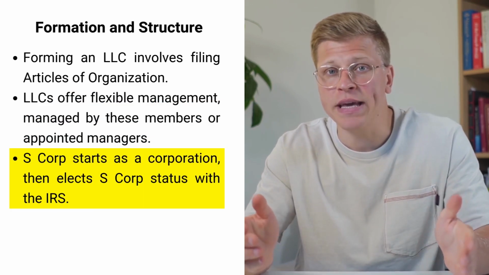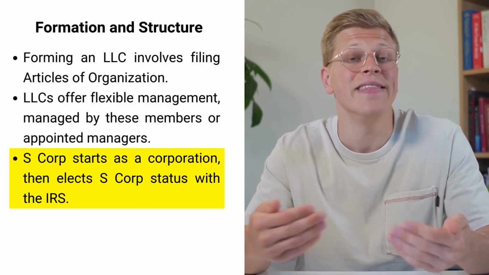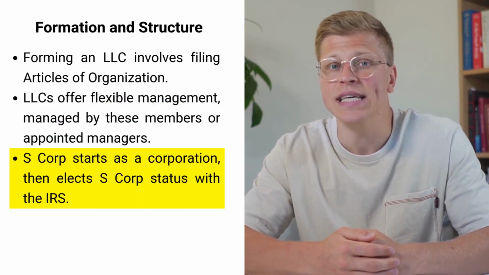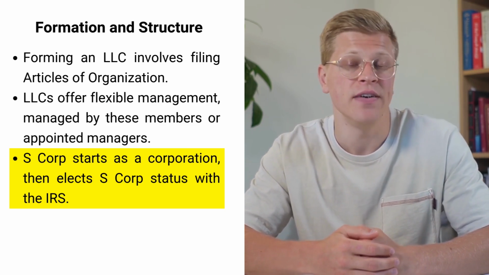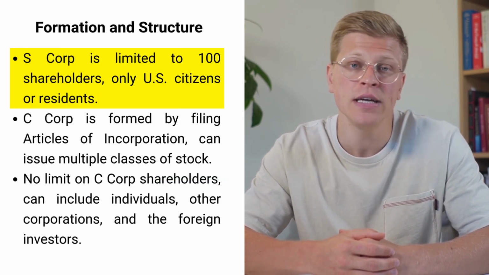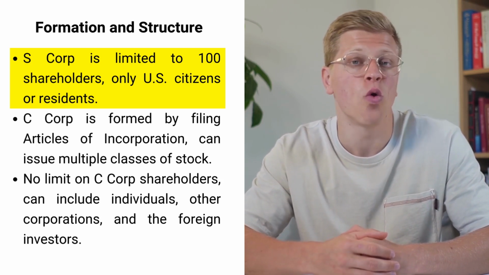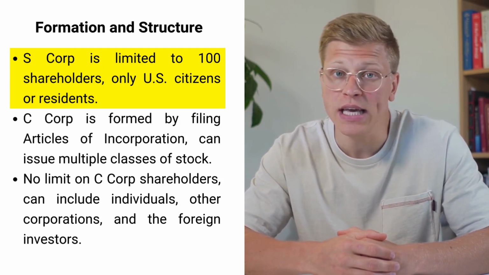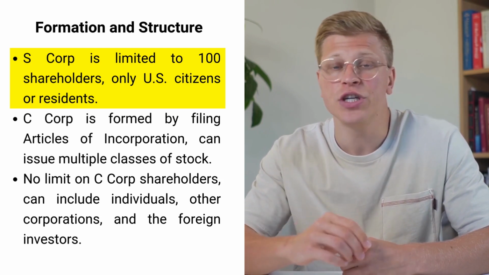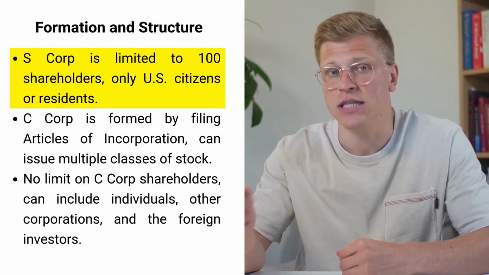Creating an S-Corp begins by forming a corporation and then electing S-Corp status with the IRS through Form 2553. This type of corporation is limited to 100 shareholders who must be US citizens or residents. S-Corps can only issue one class of stock, which can limit their flexibility compared to C-Corps.